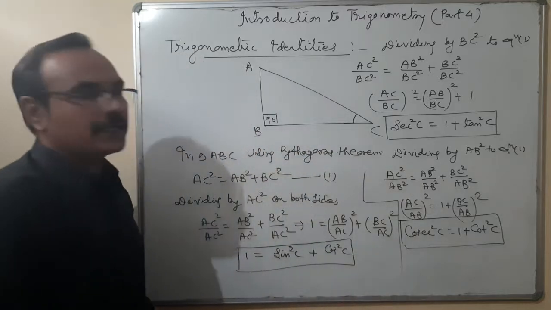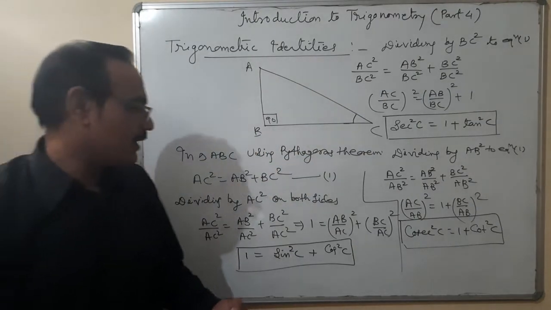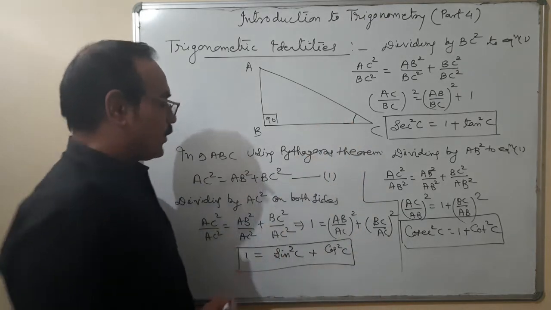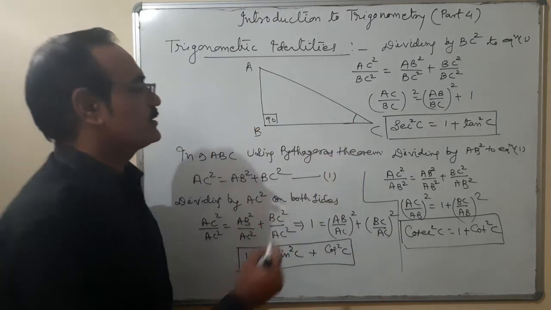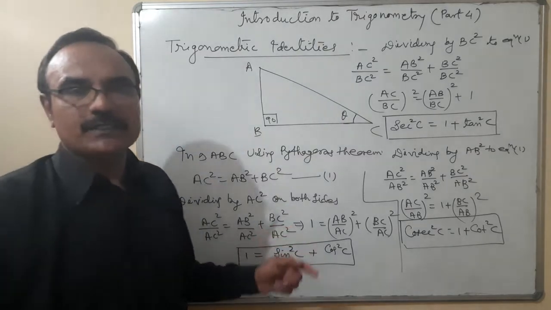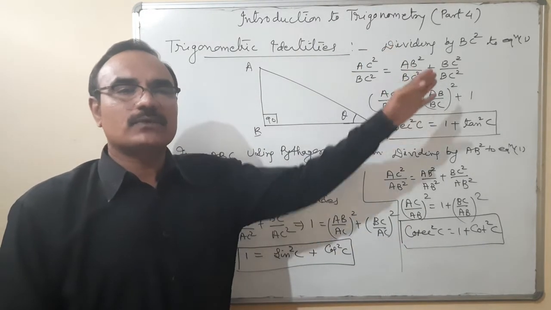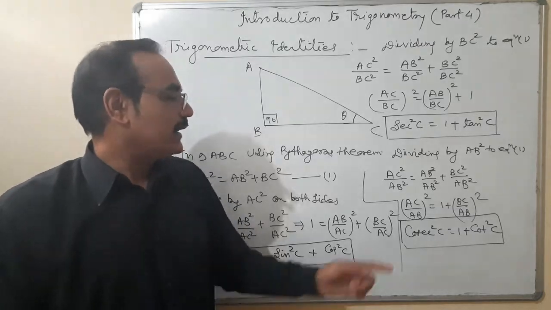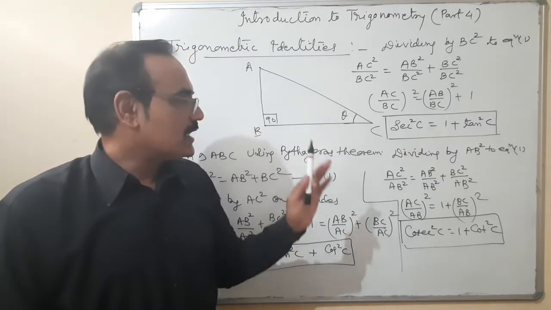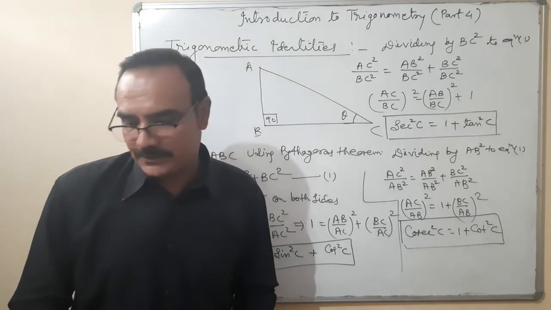So these are three trigonometric identities. We can prove any one of them. Suppose this angle is theta, then sin square theta plus cos square theta is equal to 1, 1 plus tan square theta is equal to sec square theta, and 1 plus cot square theta is equal to cosec square theta. These are the three trigonometric identities.